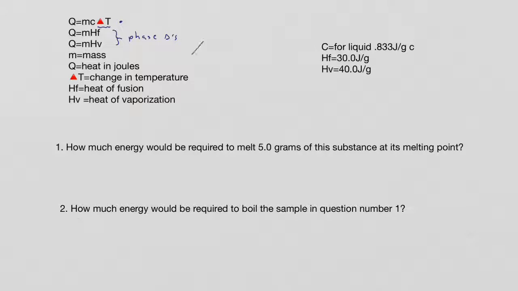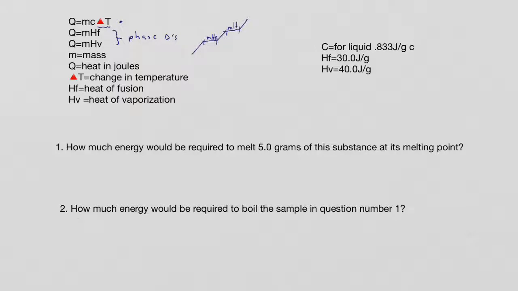Right? So when you're dealing with this graph that we just did the other day, this segment right here is where you're going to use MHF, because HF stands for heat of fusion, or the amount of energy or joules required to melt a gram of a substance, which, by the way, will be the same amount of energy needed to freeze a gram of a substance. The only difference being that in one case the energy goes in, in the other case the energy goes out.